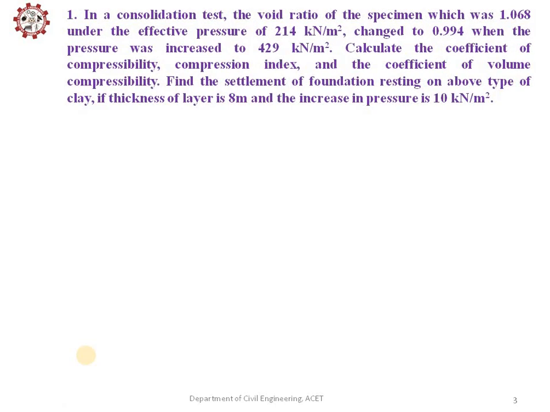In this unit number 5, we are going to learn the first numerical, which is stated as: in a consolidation test, the void ratio of the specimen was 1.068 under the effective pressure of 214 kilonewton per meter square, changed to 0.994 when the pressure was increased to 429 kilonewton per meter square. Calculate the coefficient of compressibility, compression index, and the coefficient of volume compressibility.